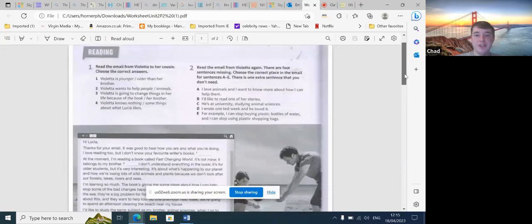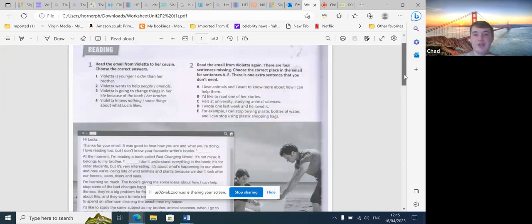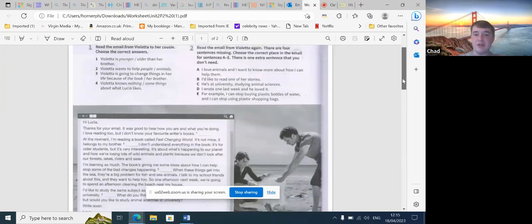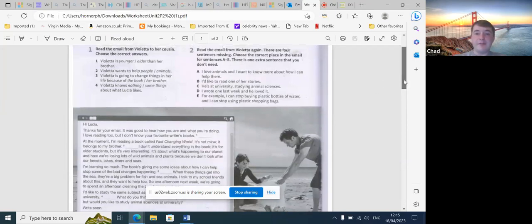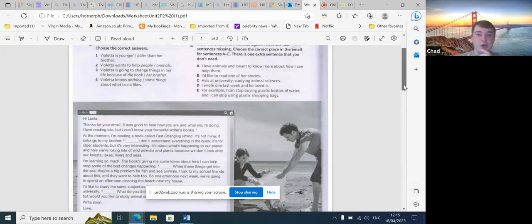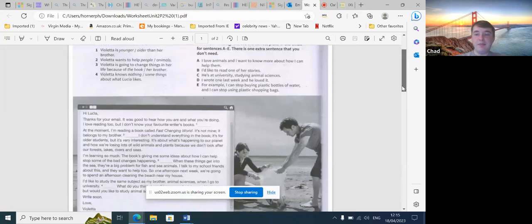Okay. So for question two, we have to look at the email anyway. It requires you to read the email from Violetta again, and there are 4 sentences missing from it. So I want you to read it and then tell me what you think goes in each of those. Remember, Tina says what goes in the numbers there. So if you read the email again from Violetta, we're going to put those A, B, C, D, and E into the blank spaces. There's one that doesn't need to go in, but we're going to decide which one goes into the blank spaces. Okay, does that make sense, Min?